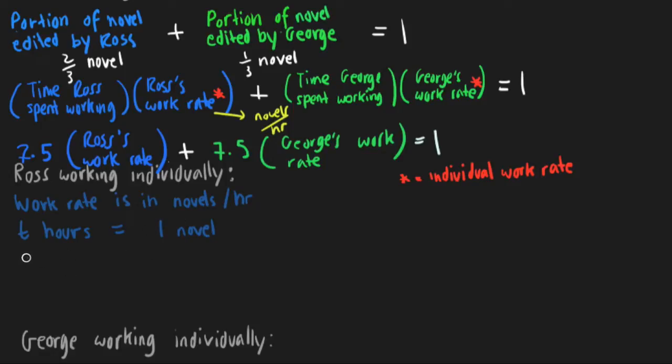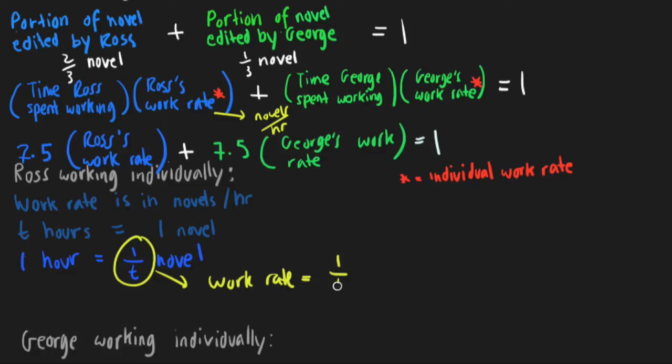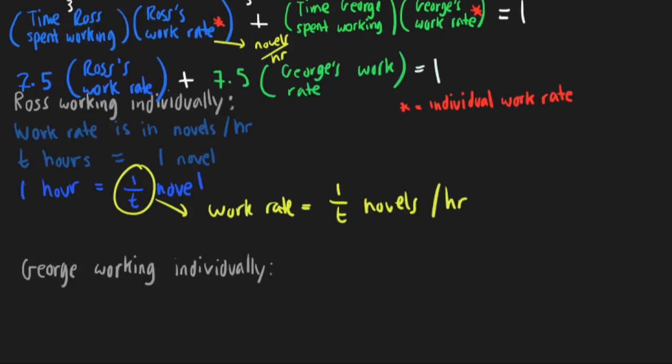So if we divide both sides by T, we can get, I'll do that in blue, 1 hour corresponds to 1 over T novels, right? And that's just his work rate because his work rate was in novels per hour, which is what we'll get if we divide this by 1. So this means that the work rate is 1 over T novels per hour, right? Because in 1 hour, Ross can complete 1 over T novels. Okay, we do the same thing for George.